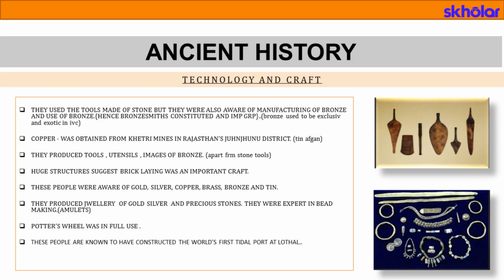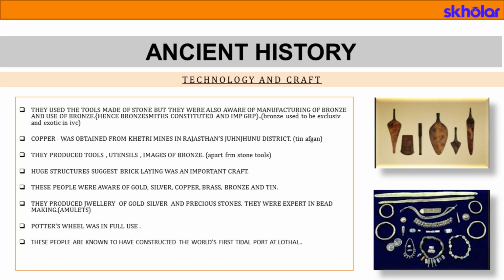Now people were aware of gold, silver, copper, brass, bronze and tin. Take a good note of it. Gold, silver, copper, brass, bronze, tin. They can ask you which of these was not present in Indus Valley Civilization, or to point out the metals which were used in the Indus Valley Civilization. So just remember all these six metals that were present in Indus Valley Civilization.